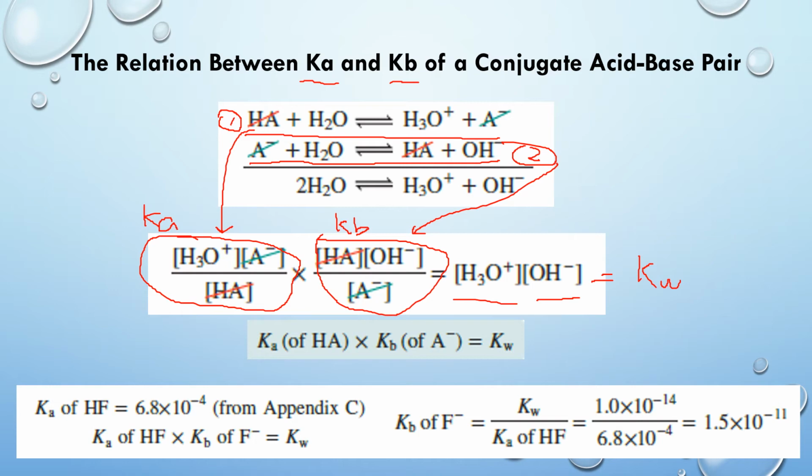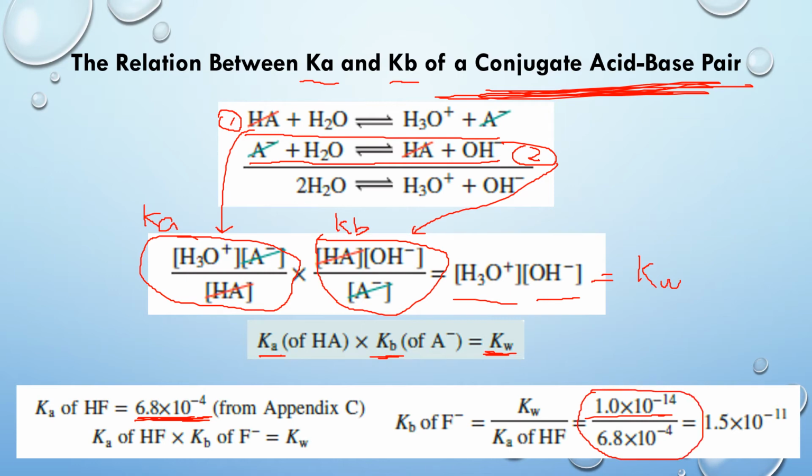We know that when you multiply these two, they equal Kw, the water dissociation constant. So for the same conjugate acid-base pair, the Ka value multiplied by the Kb value is equal to Kw. At room temperature, Kw is equal to 10 to the negative 14. So if we know one of these K values, we can calculate the other one. For example, for hydrofluoric acid, if we know the Ka value is 6.8 times 10 to the negative 4, we can calculate the Kb value directly by doing this division.